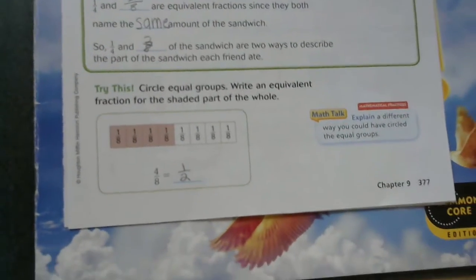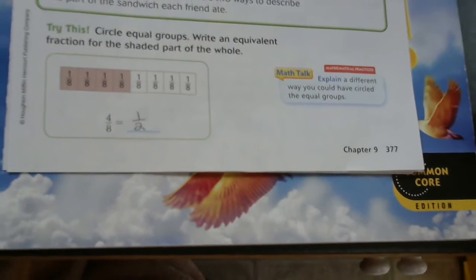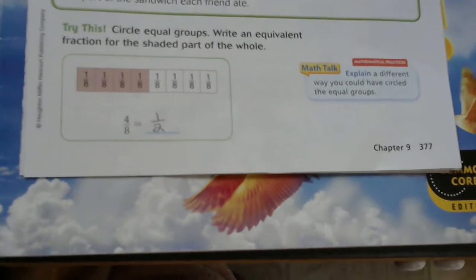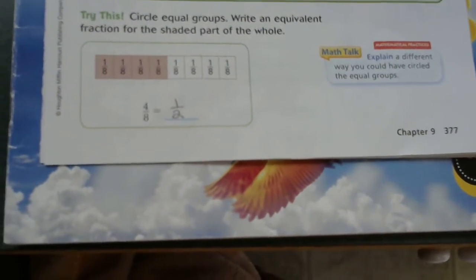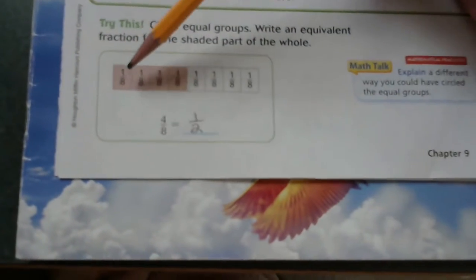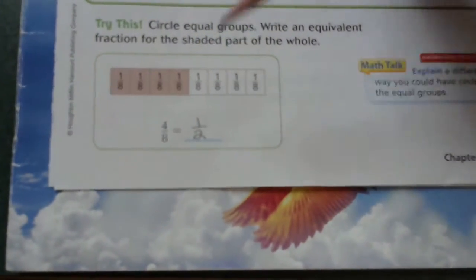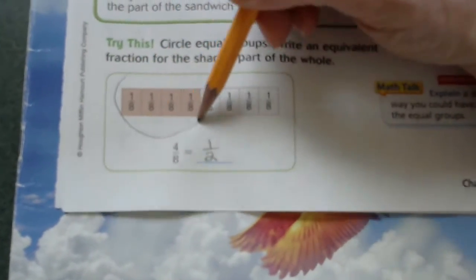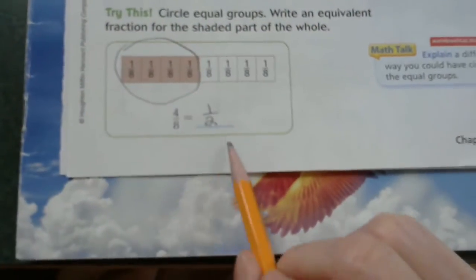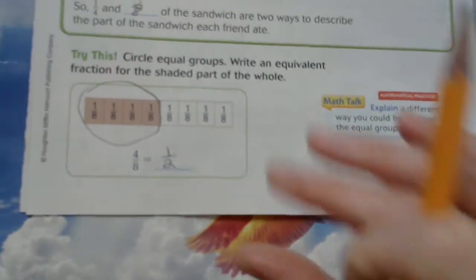Try this. Circle equal groups, write an equivalent fraction for the shaded part of the whole. Well, there are 2 ways to do this, and the first one, they have shaded 4 of the 8, which means there are 2 equal groups. So 1/2 equals 4/8.